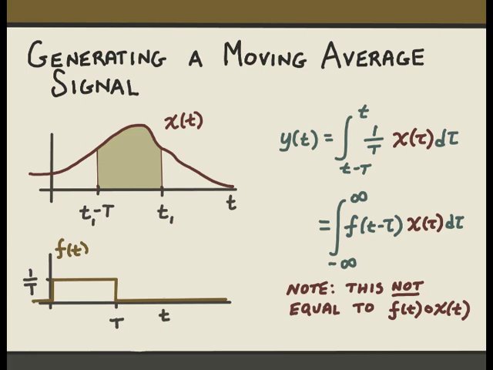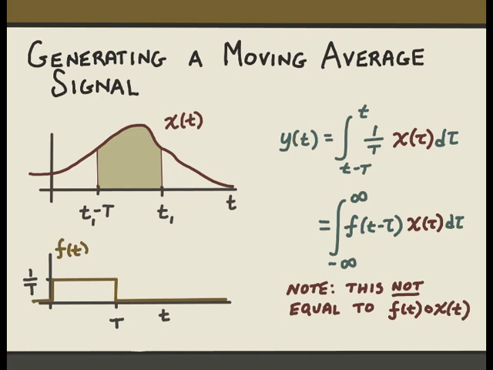If we define a function f of t, which is a pulse that is 1 over capital T high and is non-zero from 0 to capital T, then we can write our moving average in the following fashion. We can say y of t is the integral from minus infinity to infinity of f of t minus tau x of tau d tau.